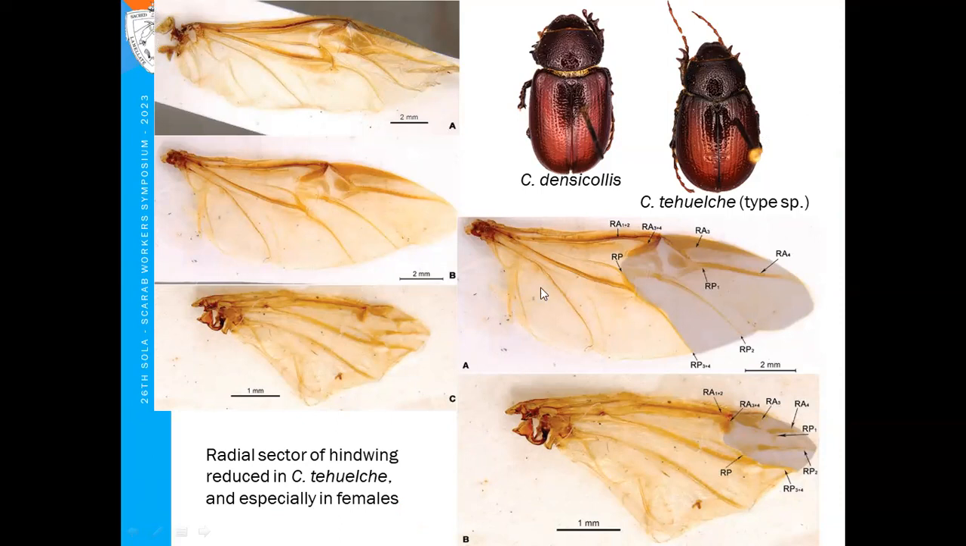Another trait that maybe has to do with the previous one is the radial sector of the hindwing. This sector is reduced, especially in Caryocalus tehuelkei, which is the type species of the new genus. This is the hindwing of the male of Caryocalus tehuelkei, and this is the female hindwing. We can see that the radial sector is quite reduced.